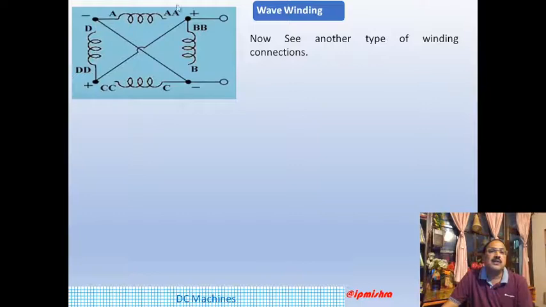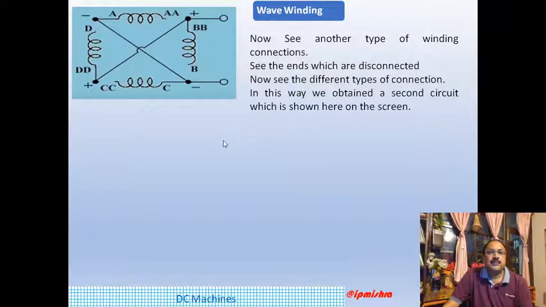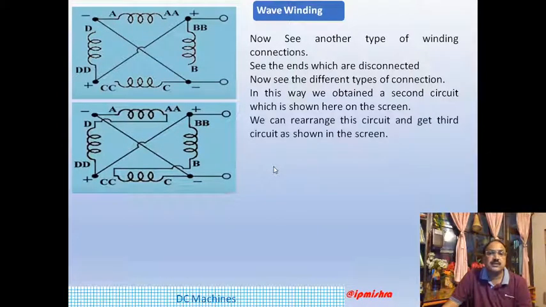See, in the earlier figure, we have disconnected coils from one terminal. One terminal is connected, another terminal is disconnected, so that we can rearrange the connections in certain way. This is another figure how we can connect this coil. See, AA dash is connected to D, CC dash is connected to B. Now, in this way, we have 2 parallel paths. You can see the figure.